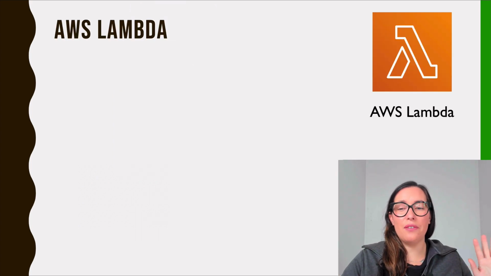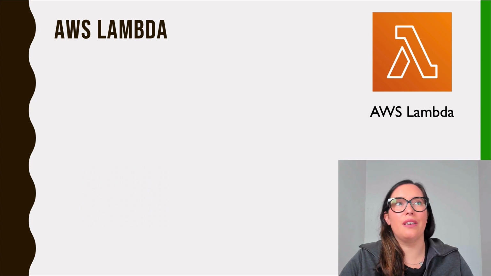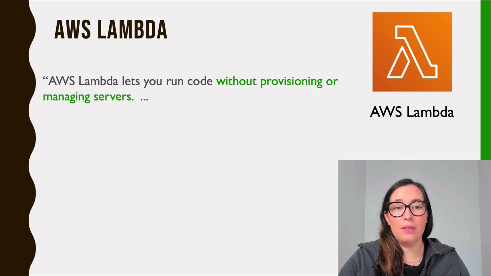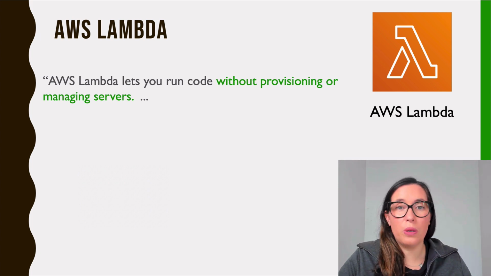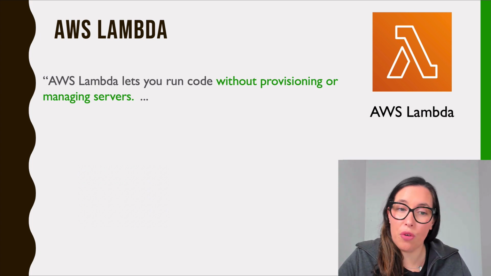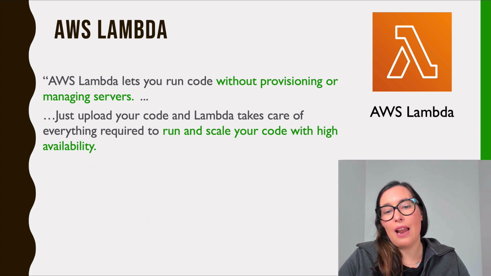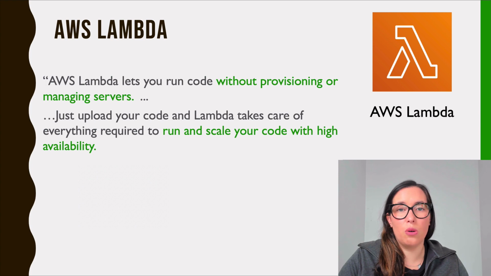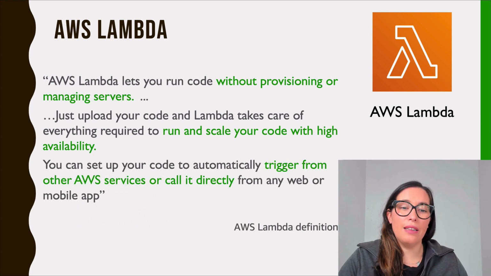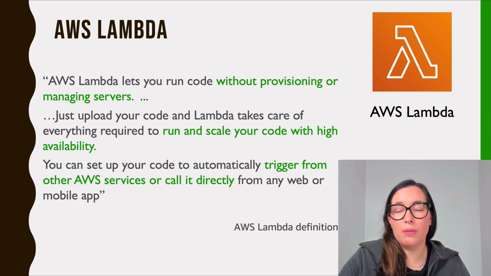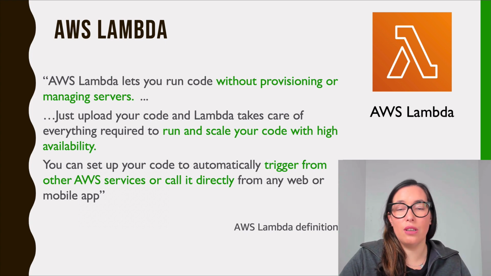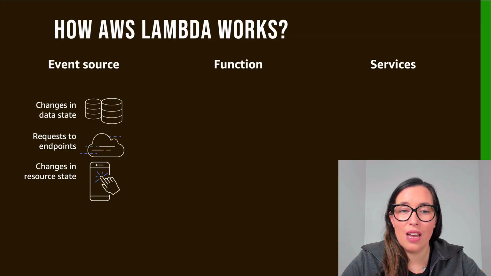So the definition for Lambda function is very close to the definition for serverless. Lambda lets you run code without provisioning or managing servers. Just upload your code and Lambda takes care of everything required to run and scale your code with high availability. And then you can set up your code to automatically trigger from other AWS services or call it directly from an HTTP endpoint or something like that.